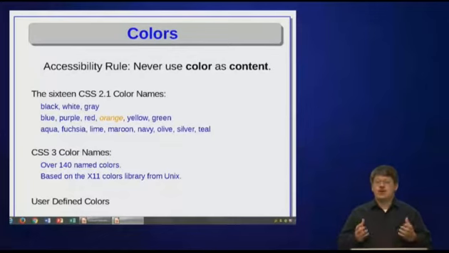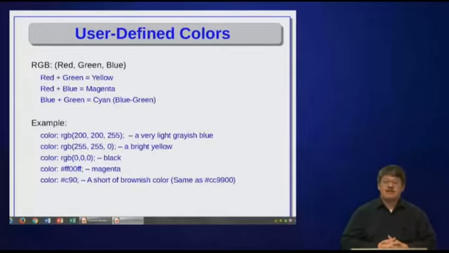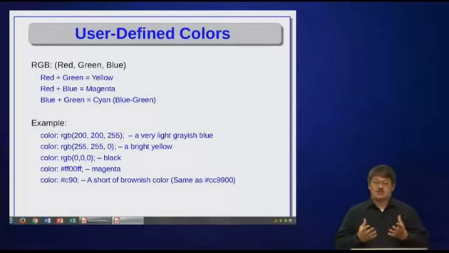This gives you about 150 colors to play with. That's really not very many, because your computer is capable of displaying millions of colors. So if you want to get a slightly different shade of purple or a slightly different shade of red, you can do that by defining your own colors in HTML and CSS.